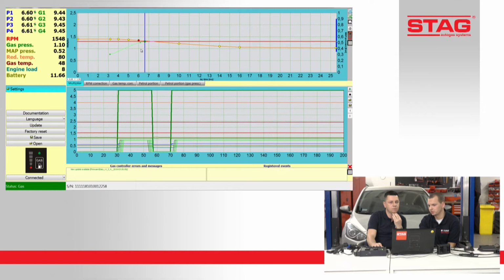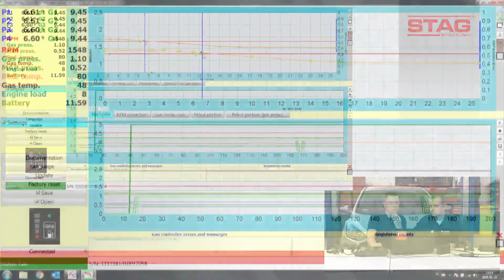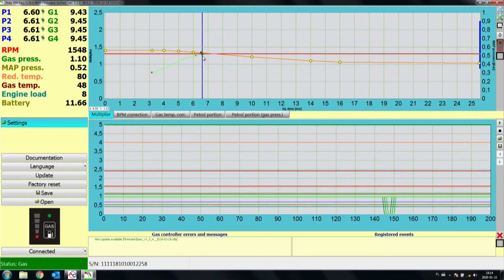That way the mixture will be correct. So we have to mark this point. While it's marked, I think we put 2 or 1. Okay, let's try 3 times up. Okay, that's how we enrich the mixture.